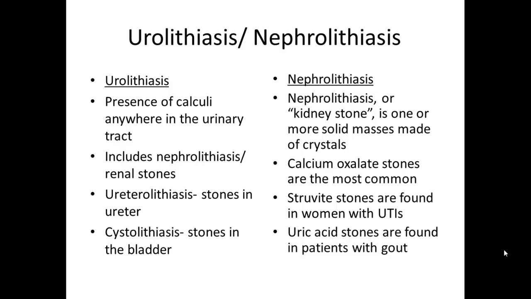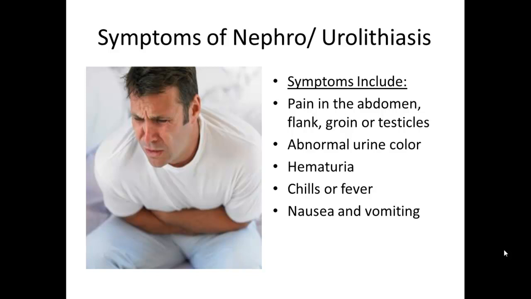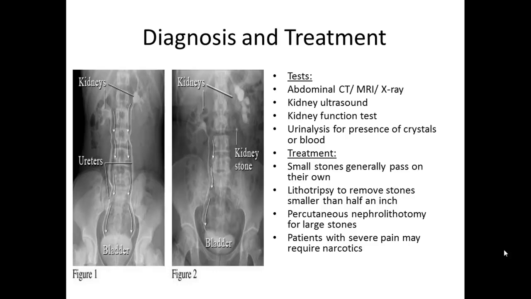Calcium oxalate stones are the most common. Struvite stones are found in women with UTIs, and that's urinary tract infections. Uric acid stones are found in patients with gout. Symptoms of nephrolithiasis or urolithiasis include pain in the abdomen, flank, groin, or testes, abnormal urine color, hematuria, chills or fever, nausea, and vomiting.